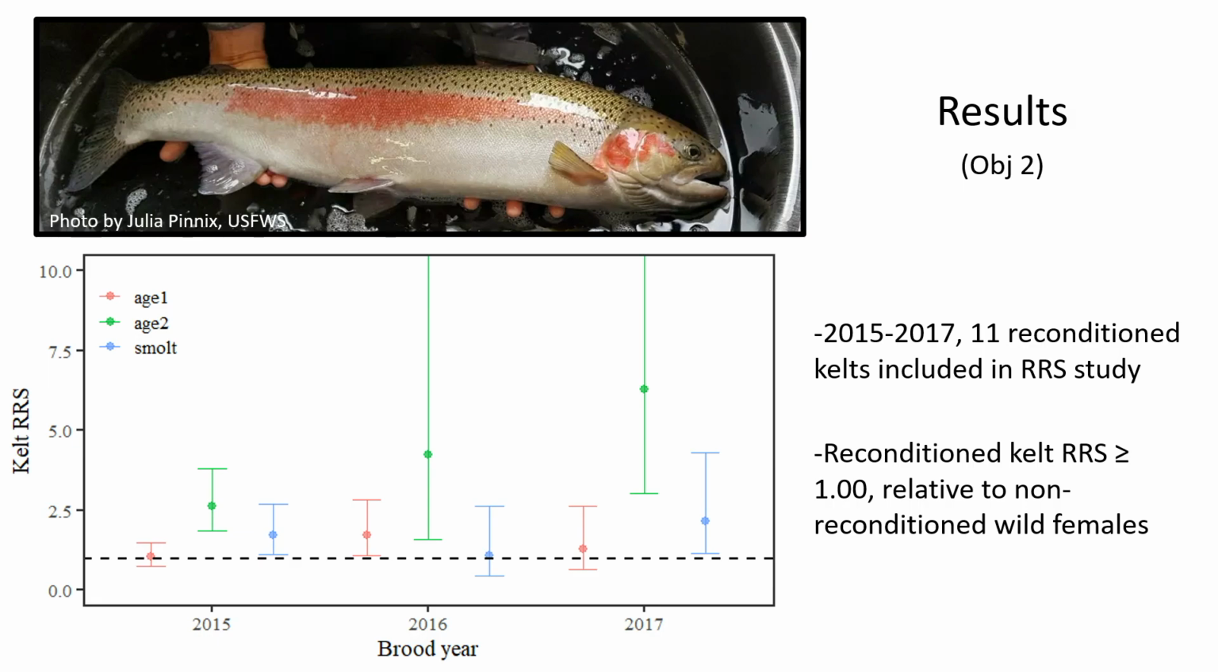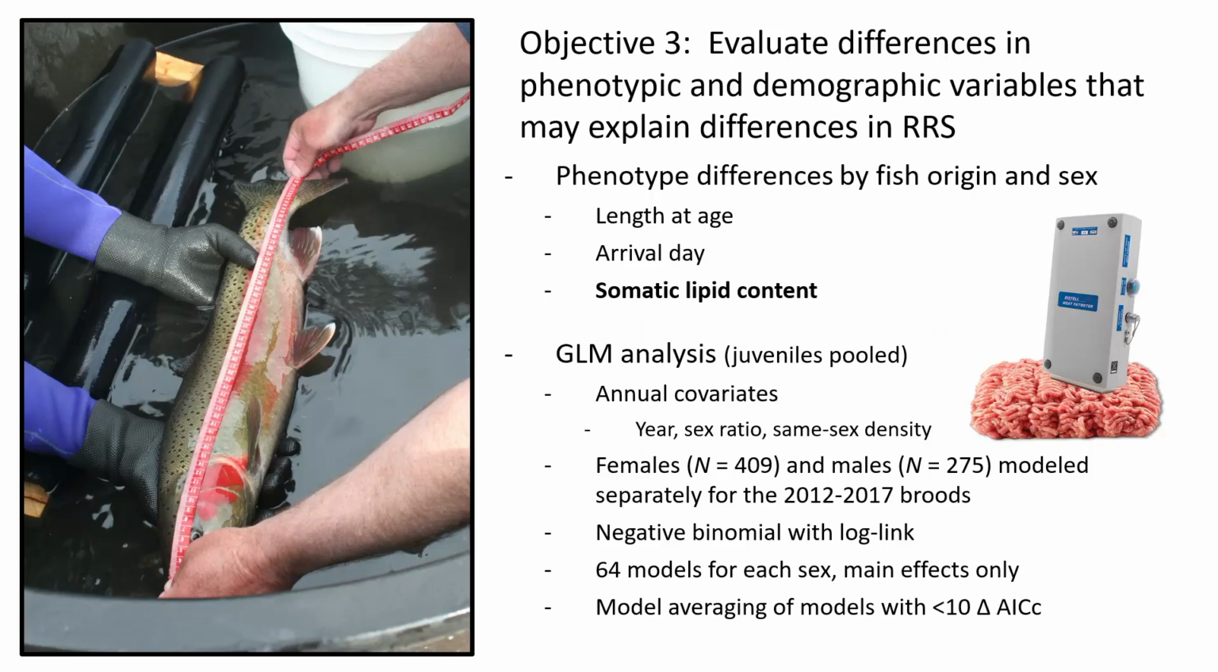So for 2015 to 2017, we had 11 of these fish in our study. And the thing you'll notice here, in contrast to the hatchery fish, all of these estimates are at or above the one line, suggesting that these fish produced as many or more offspring as the maiden spawning wild females. So that's pretty cool.